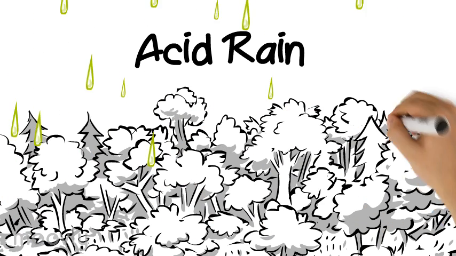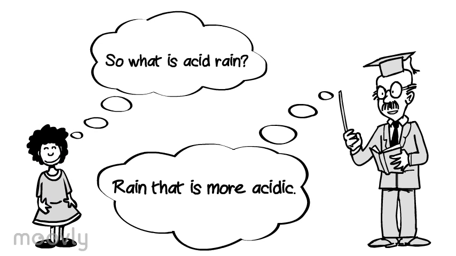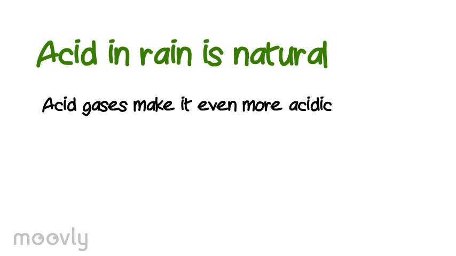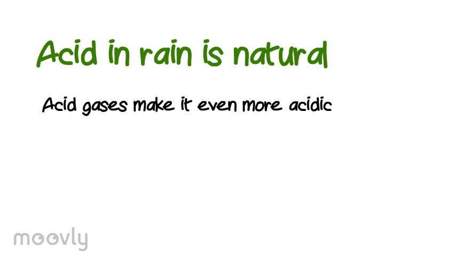Everyone, today we're going to talk about acid rain. So what is acid rain? Well, basically, acid rain is rain that is more acidic than usual. Acid in rain is natural, but acid gases make it even more acidic. Sometimes, as acidic as a lemon!